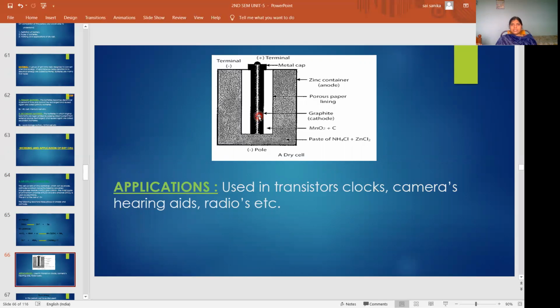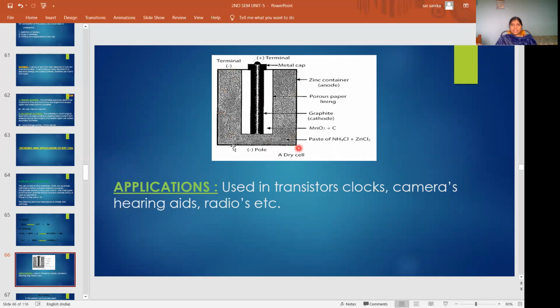You can't recharge it. Okay. So this is the container. This container is made up of zinc. This container itself acts as anode. So always in a galvanic cell, anode is given the negative sign. And this middle one is a carbon rod, or graphite rod. You can say a metal cap is there. This will act as cathode.